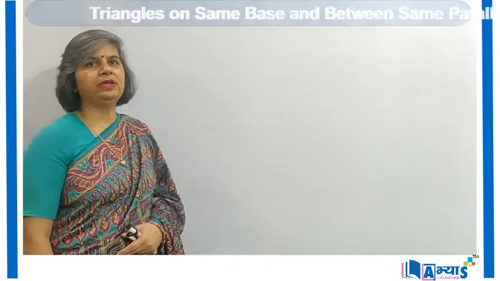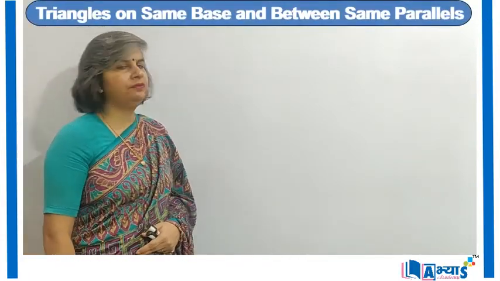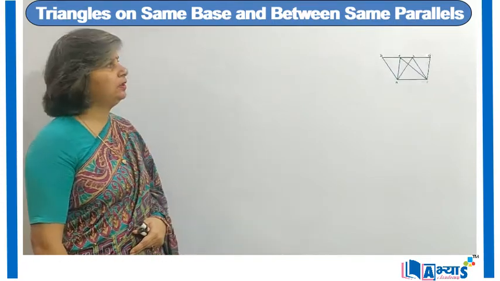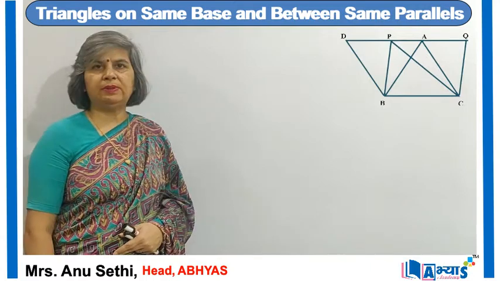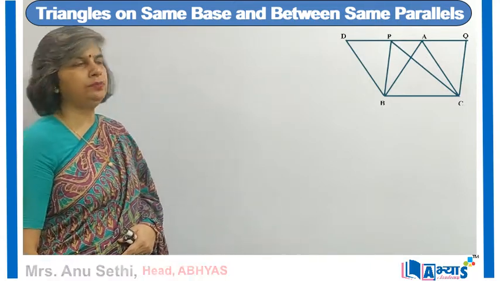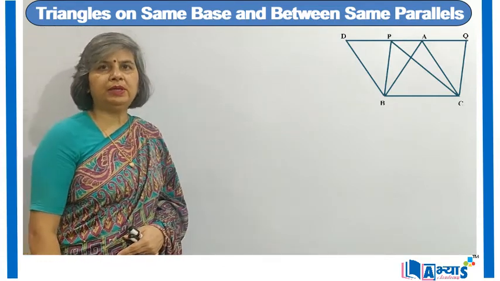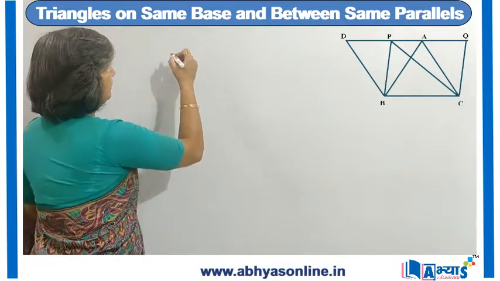Now let us discuss the theorem that triangles on the same base and between the same parallels have equal area. As you can see in the figure, we have been given two triangles ABC and PBC. They are on the same base BC and between the same parallels. That means AP is parallel to BC, and we have to prove that the area of ABC is equal to area of PBC.